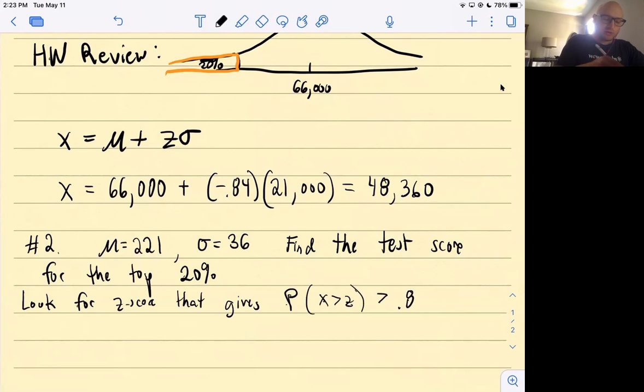So I'm looking for this z value. X is just a dummy variable. So I look up 0.8 in the table. The closest thing I can find to 0.8 is 0.8023. This is a really unfortunate number because it's very close. So probability of 0.8023 corresponds to a z-score of, what is it here, 0.85.